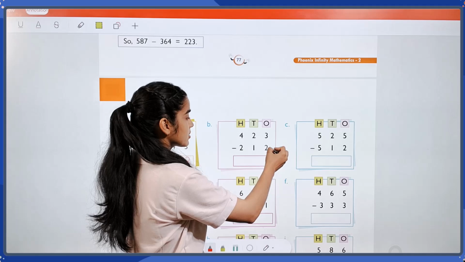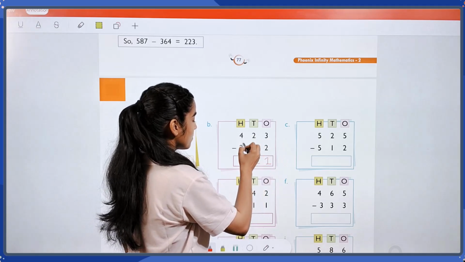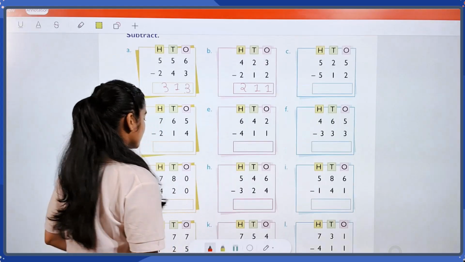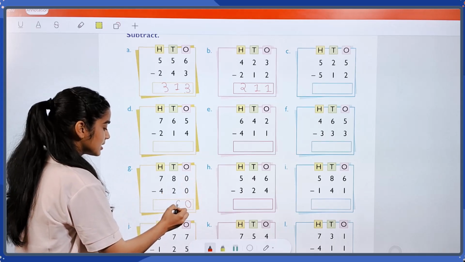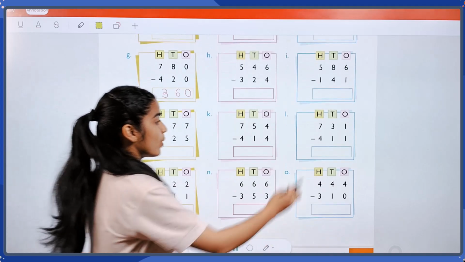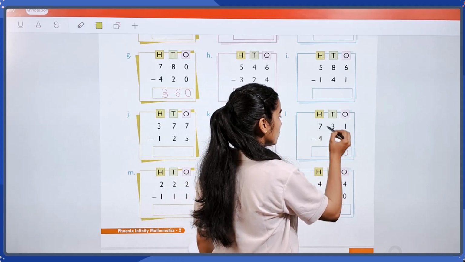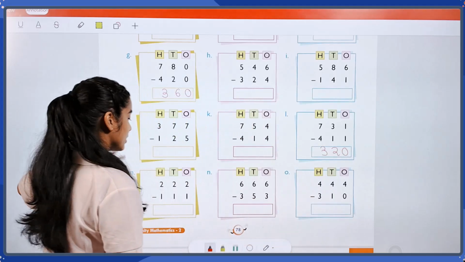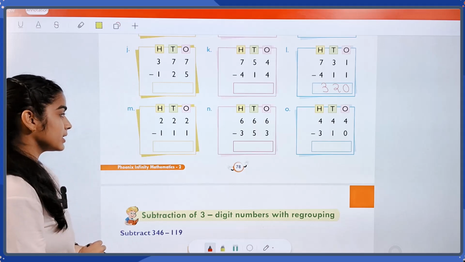Now 3 minus 2 is 1. 2 minus 1 is 1. 4 minus 2 is 2. So 211 is your answer. Next we have 0 minus 0 is 0. 8 minus 2 is 6. 7 minus 4 is 3. Next 1 minus 1 is 0. 3 minus 1 is 2. 7 minus 4 is 3. So 320 is your difference. So students, you have to solve the rest of the questions as I do, by following the same method.